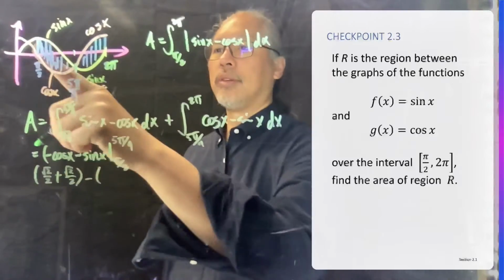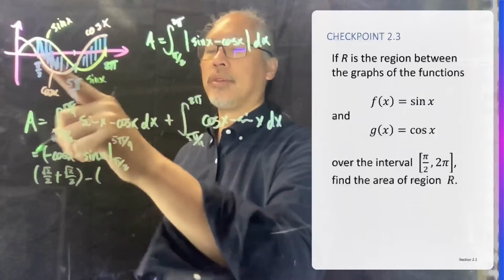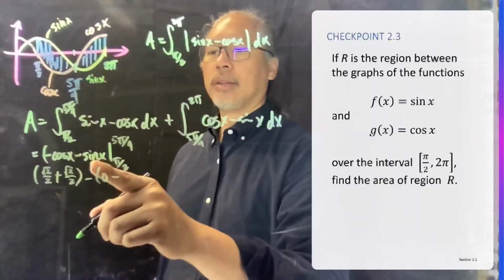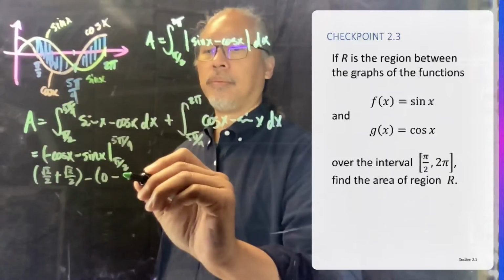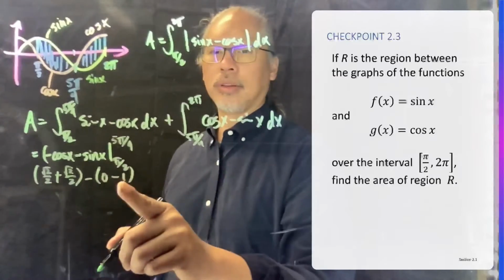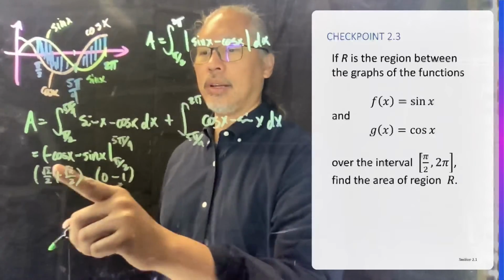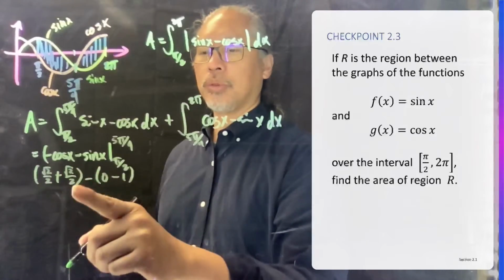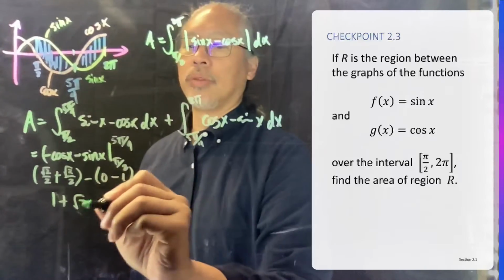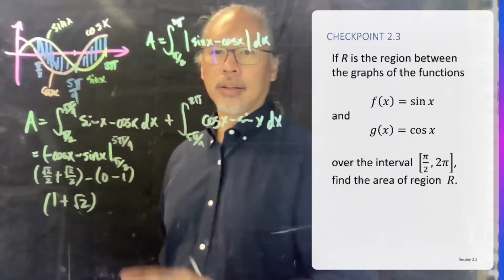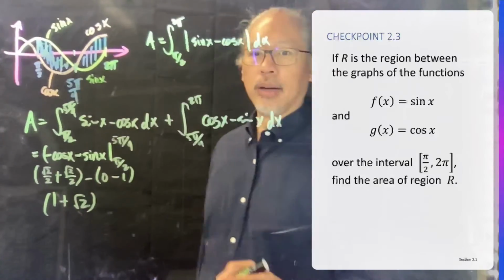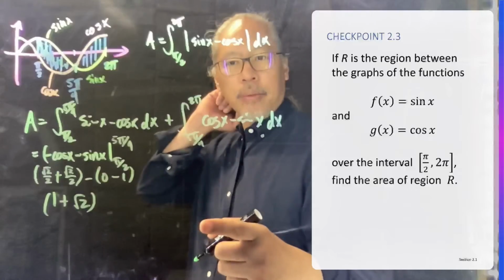The cosine of pi over 2, we see the graph here, the cosine of pi over 2 is 0. And then we have a minus, and then the sine of pi over 2 here is 1. So we have 1 positive, because there's negative, negative, so that's a positive. And then root 2 over 2 plus root 2 over 2 is 2 root 2 over 2, which is root 2. So 1 plus square root of 2. All right, so that's the area here. That's the first part. And we'll see that if we do the work here, we'll get the same result.